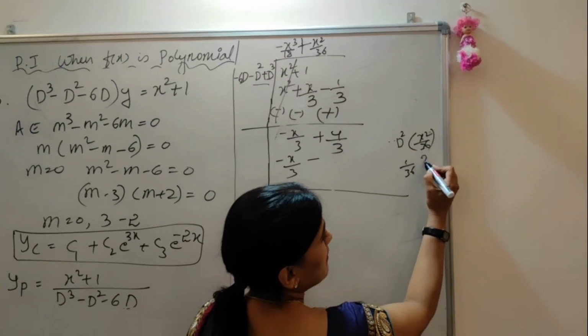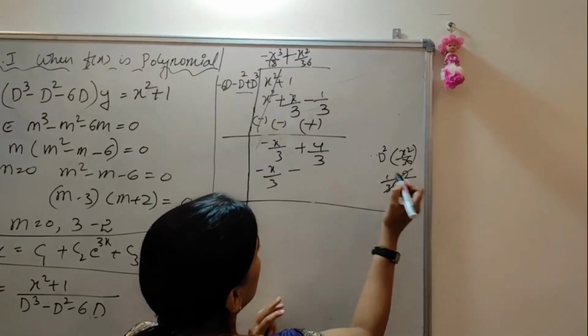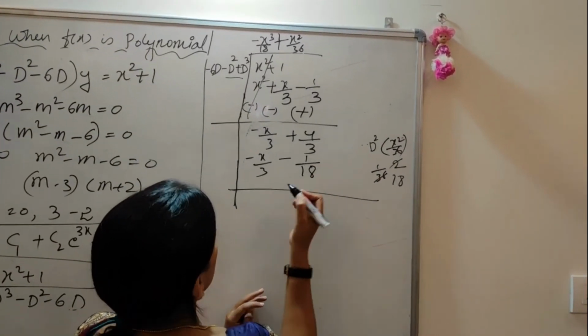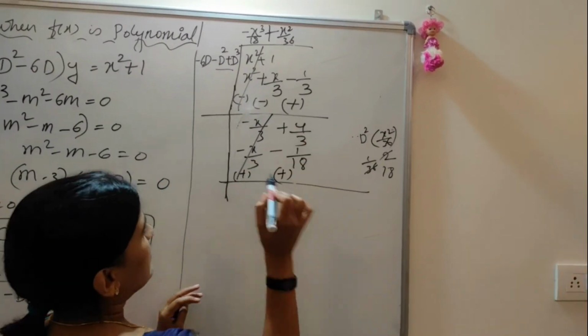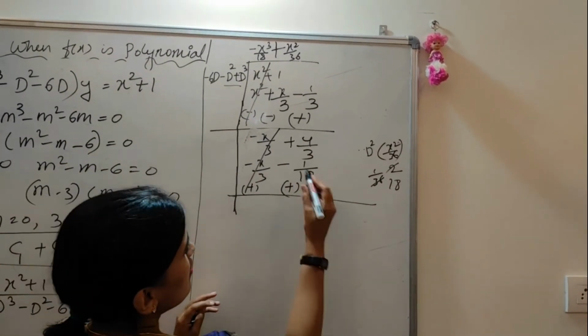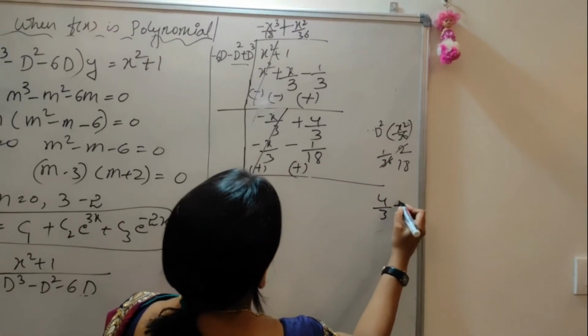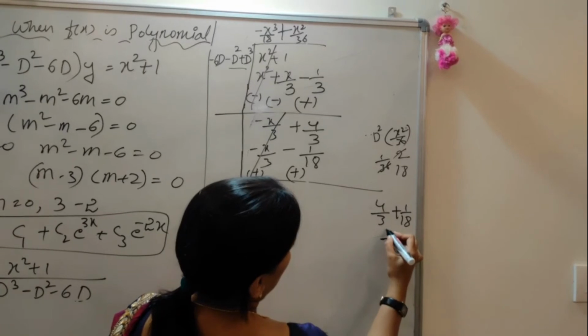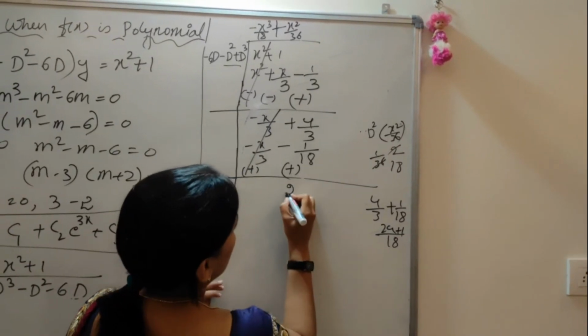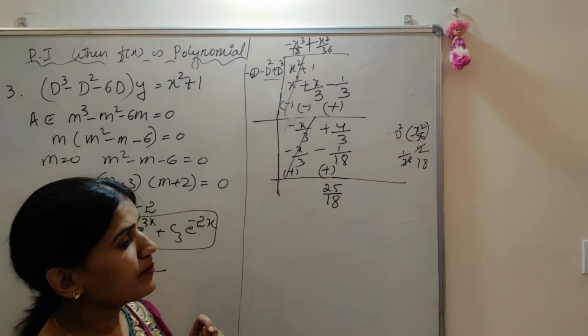Next, minus D² of x²/36. 1/36 is constant, and D² x², both powers are the same, so 2 factorial means 2 only. So it is 1/18. Here plus minus changes to plus. x/3 minus x/3 get cancelled. So we need to add 4/3 plus 1/18. The LCM is 18, so 24 plus 1 is 25/18.